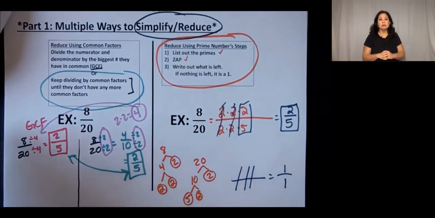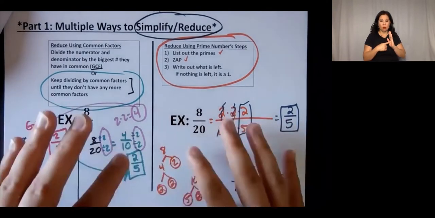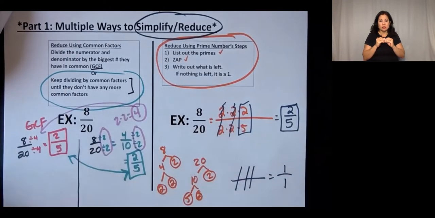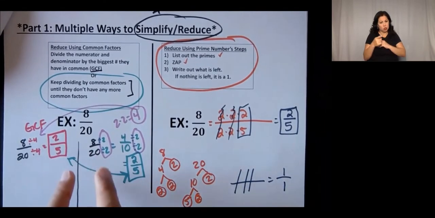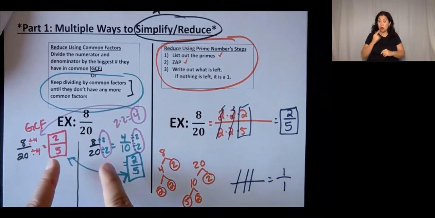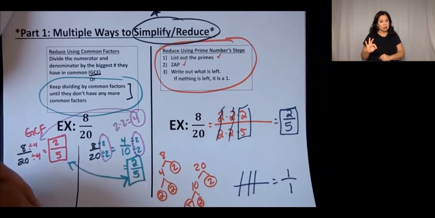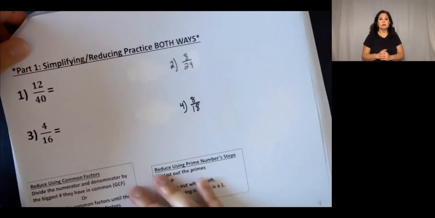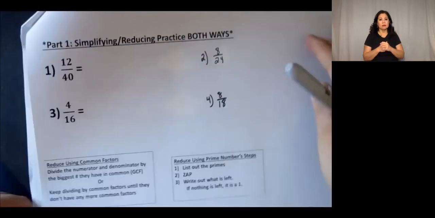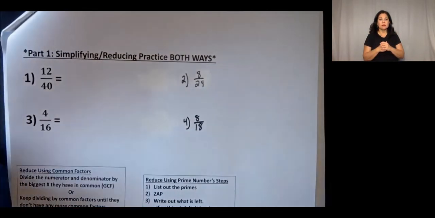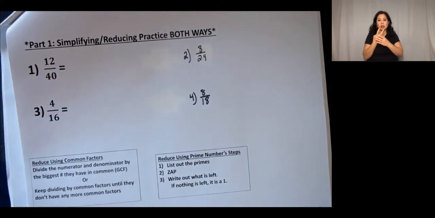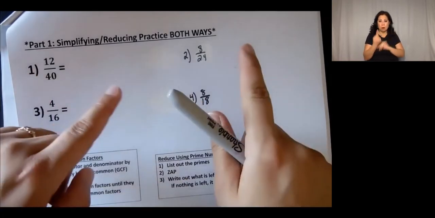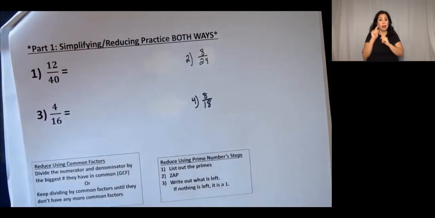So I'm going to show you how to do these problems using both ways. You pick whichever method you're most comfortable with. We prefer for you to get to this point. Try thinking of the biggest number they have in common and go from there. All right, so let me adjust this. It says simplifying, reducing, practice in both ways. So let's practice number 1 and 2 together, and then I'll have you practice 3 and 4 after.